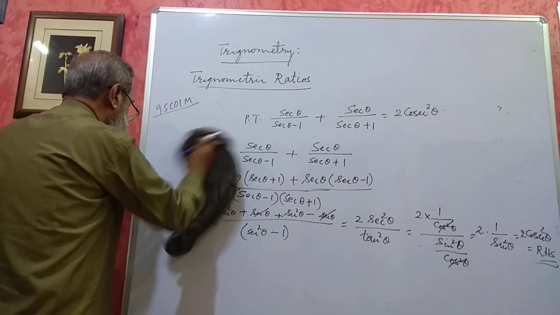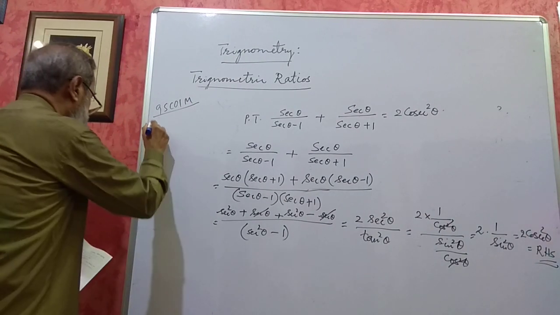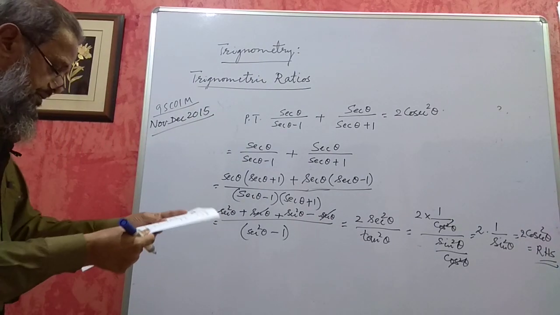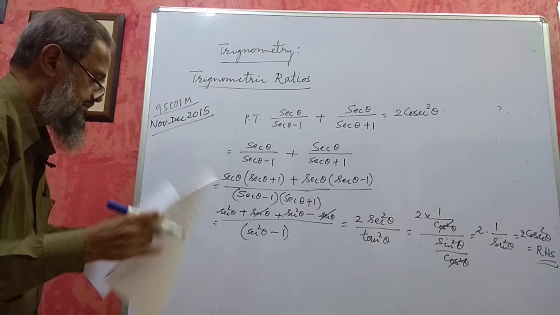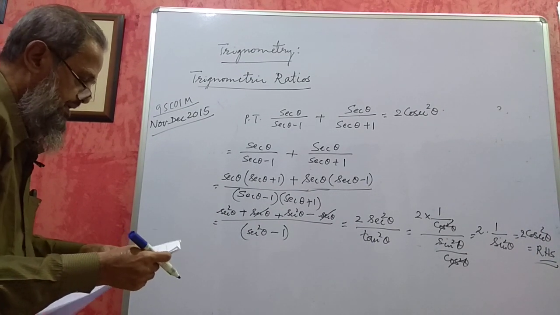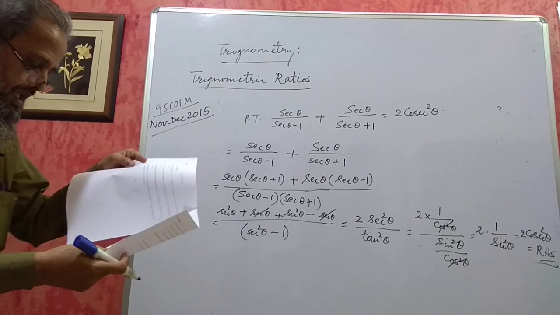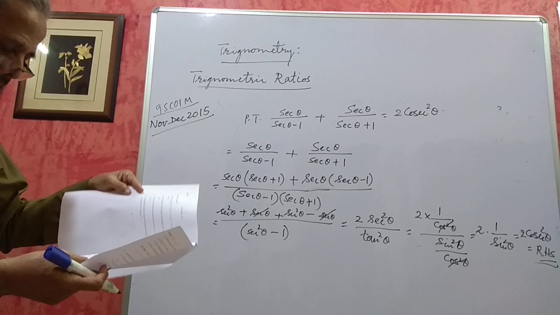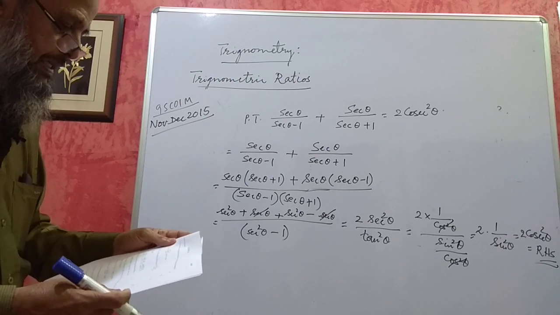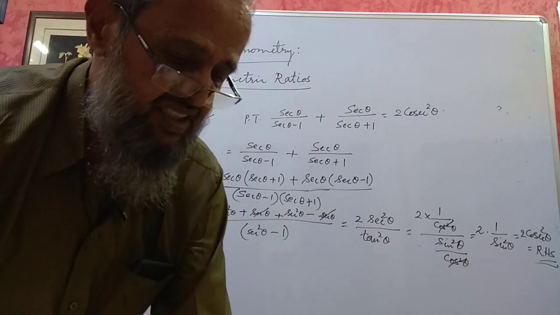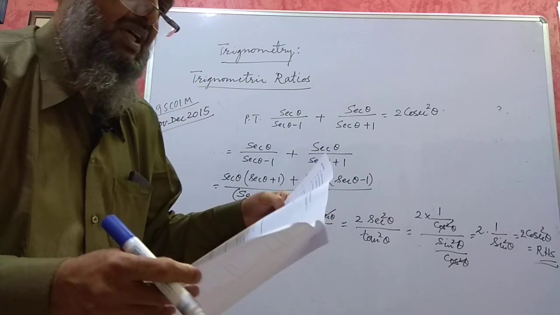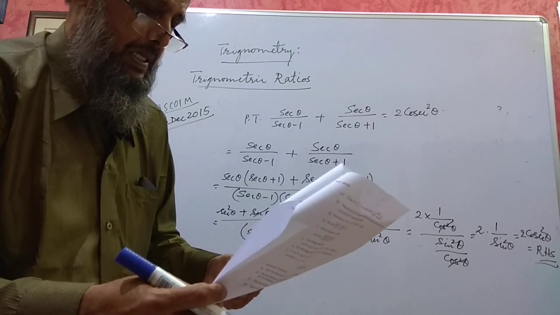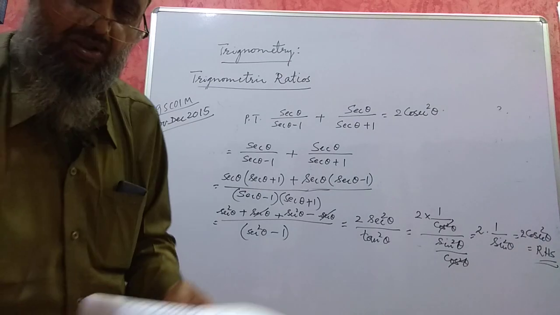November, December 2015. I am moving backwards. November, December 2015. This we have done. Repeated. And this also is repeated.